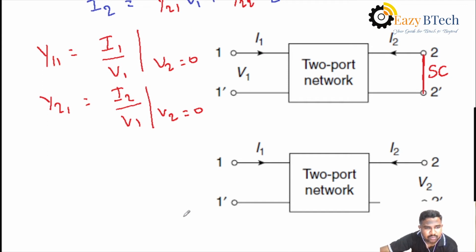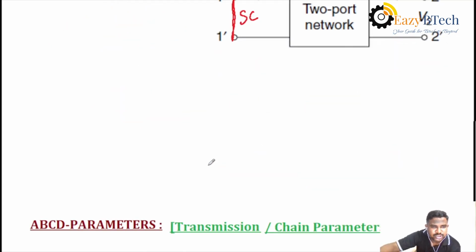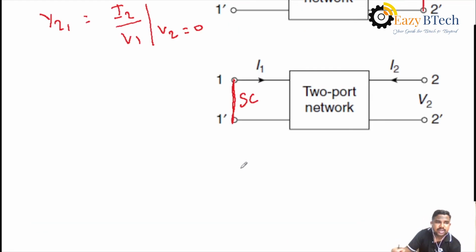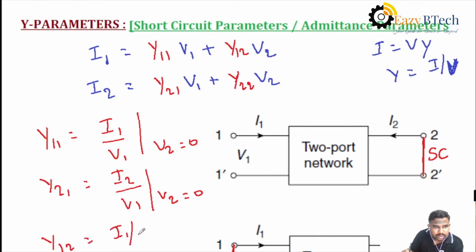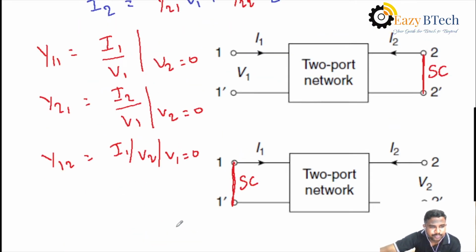In the same way, what is the second condition? The first port must be short circuited, then the value will be 0. That is, the first port voltage V1 will be 0. Then what is the other condition to find out the other parameters here? That is Y12 equal to I1 by V2. That means the first voltage will be 0. That means the parameter is Y12. You can find out I1 by V2 when V1 equal to 0.